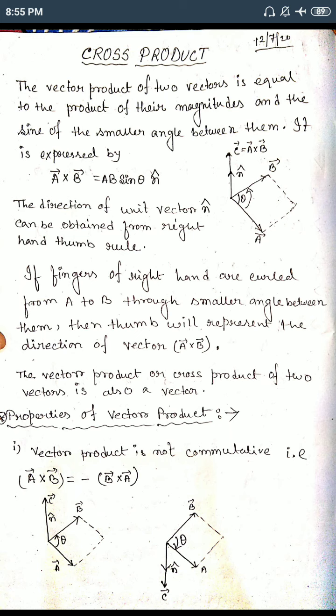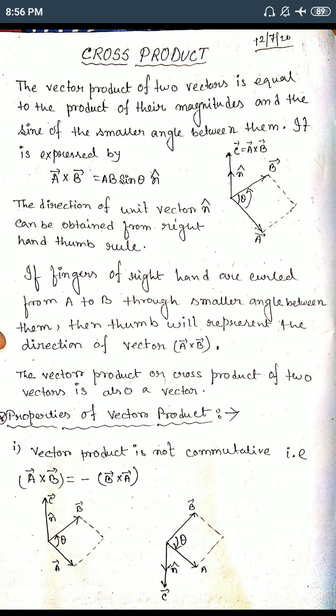It is expressed as A cross B equals AB sin theta times n hat, because we already mentioned that we use the cross product when the product is also a vector quantity, and a vector quantity has a magnitude as well as a direction. So AB sin theta represents the product's magnitude, and n hat represents its direction.